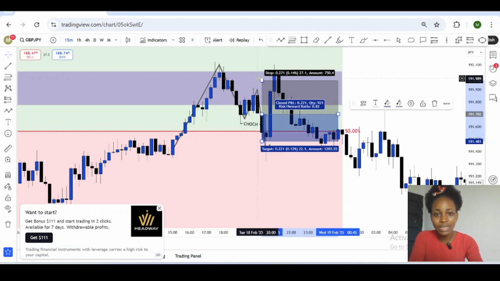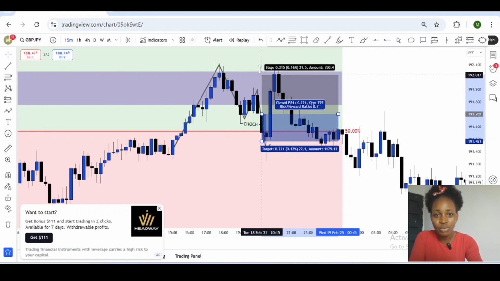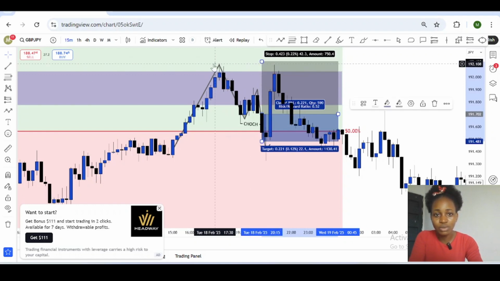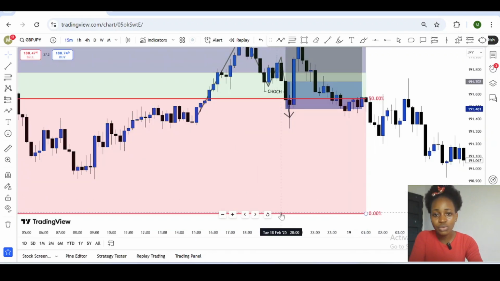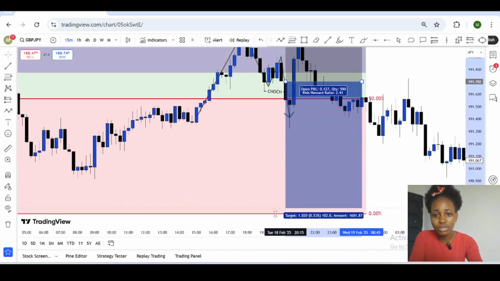Where I'm going to place my stop loss will not be here, because the market can just come and take me out here. I want to place my stop loss up here, at this last swing. So I will just target here and place my stop loss up here, and my take profit will be down here from this point. This is where my take profit is going to be.